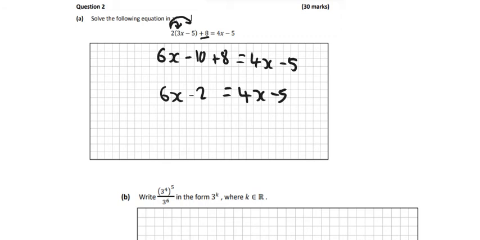And then what you've got to do is get the x's onto one side and the numbers onto the other. So I'm going to take the smaller one of the x's, the 4x, which is on the right hand side, and I'm going to move it across. Whatever way you've learned it, either move it across or subtract 4x from both sides. One way or the other, you should get 6x minus 4x on the left hand side, so that's going to give you 2x minus 2 equals, and minus 5 is left on the right hand side.